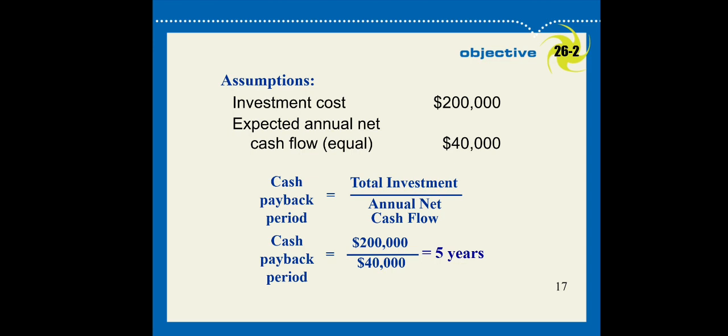So if you use a cash payback period, the shorter the payback period, the better the investment. Let's say you have two choices: to purchase machine A or machine B. Machine A, the cash payback period is 4 years. Machine B, the cash payback period is 5 years. So which machine is better to purchase? Machine A is better because the payback period is shorter, 4 years only. Your business will get back your investment in 4 years. Machine B takes 5 years. So A is better compared to B.